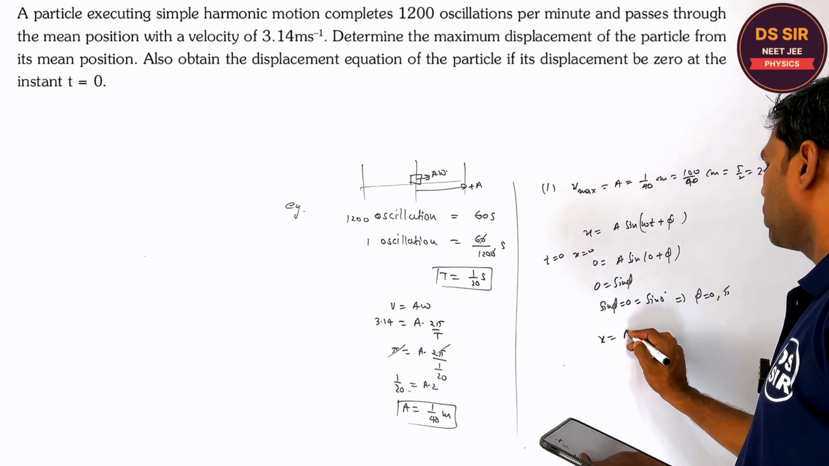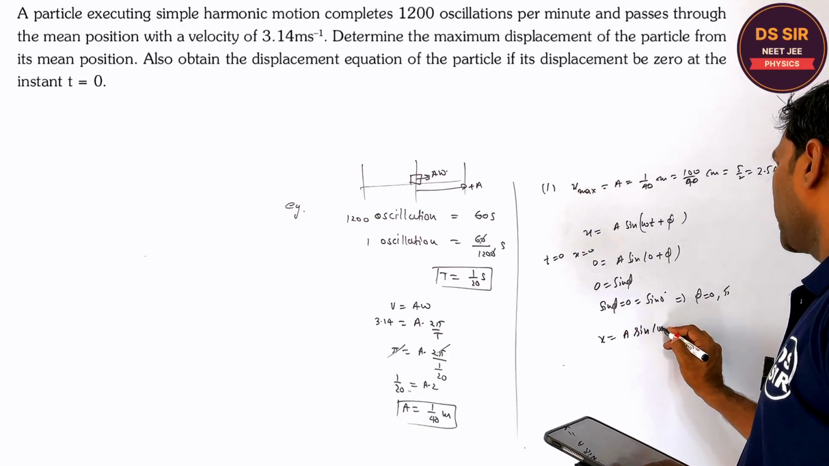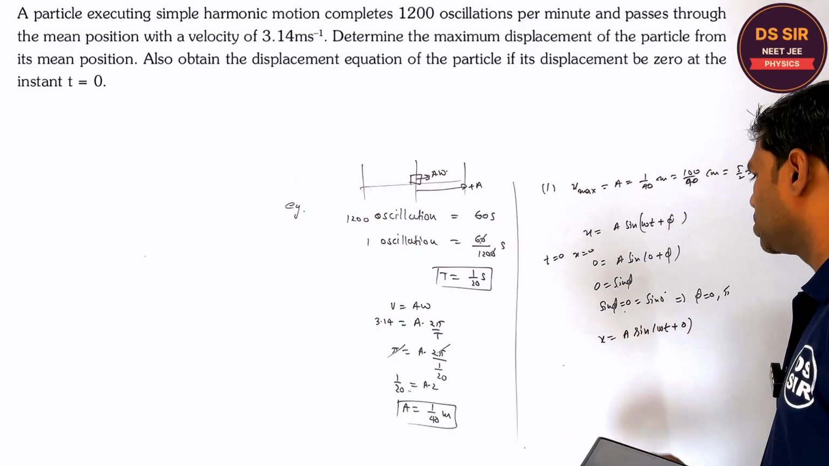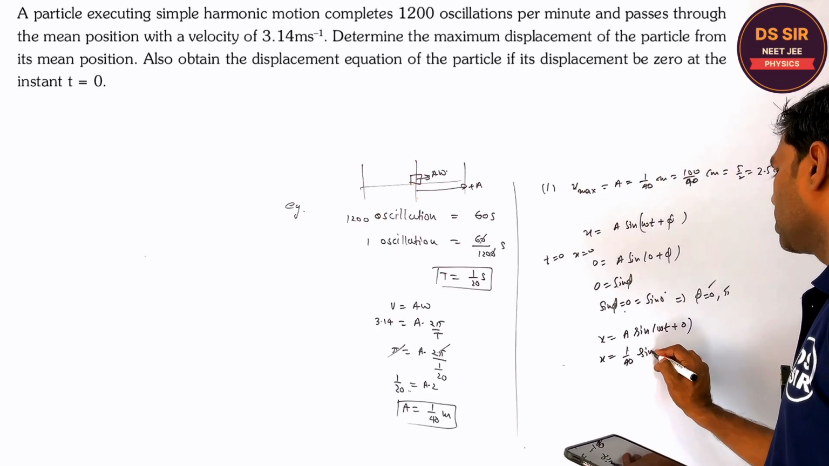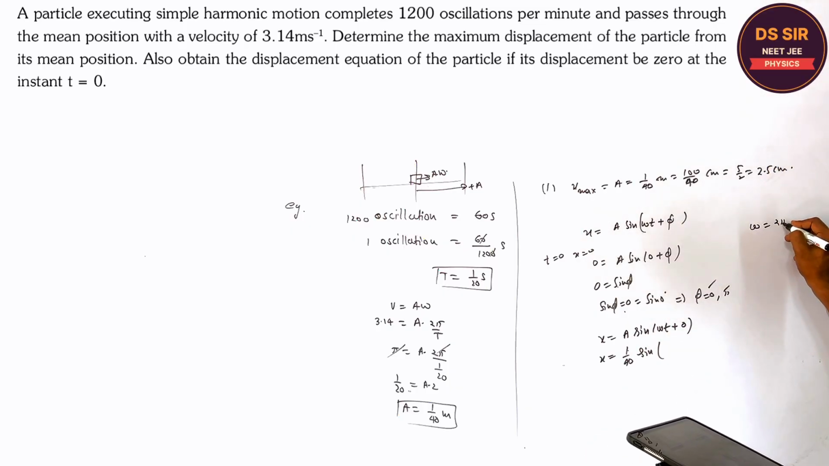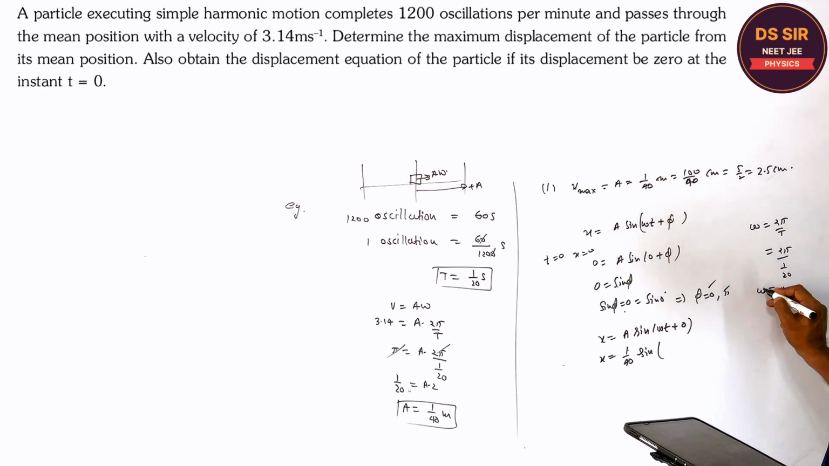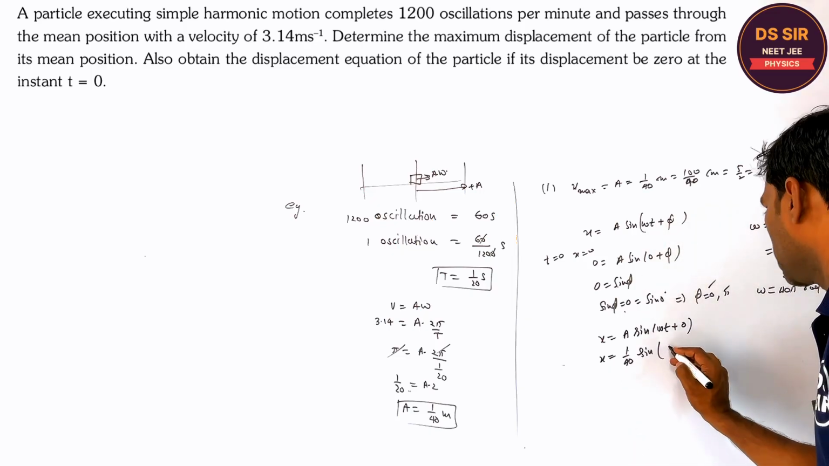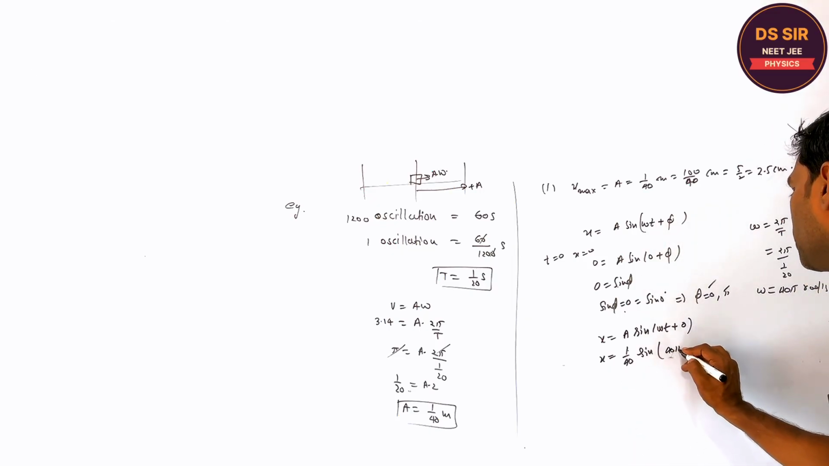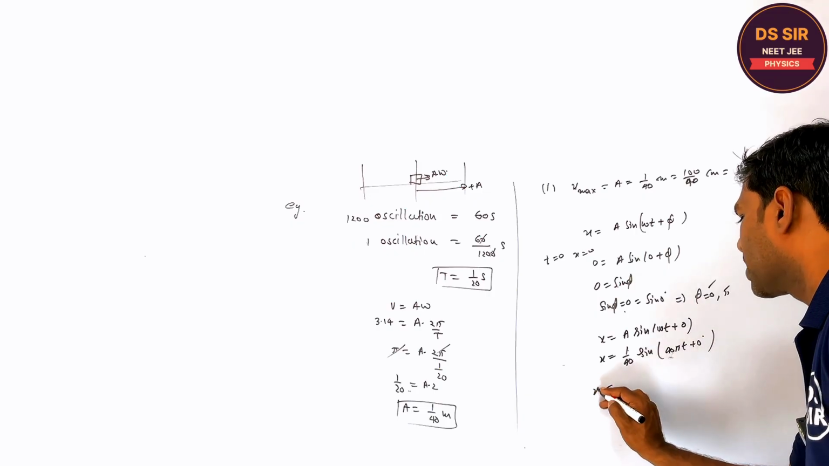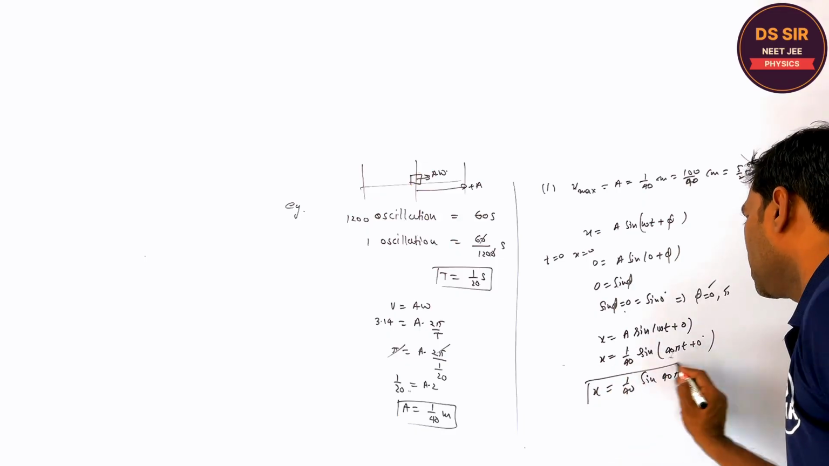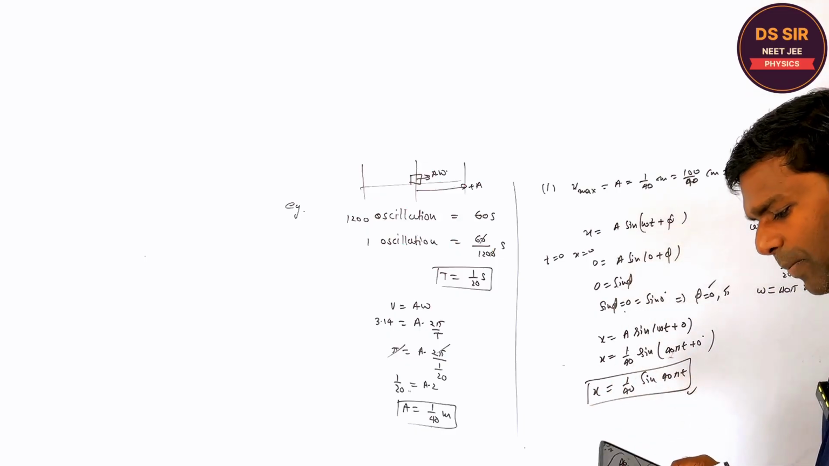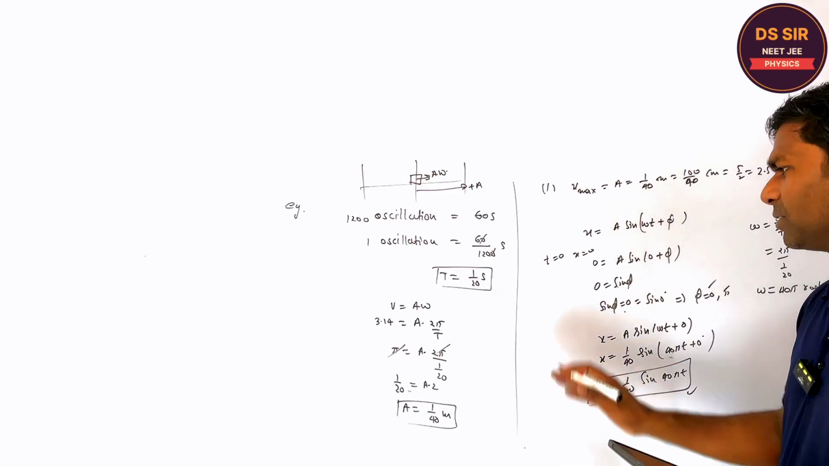So therefore x is equal to a sine omega t plus 0. I am taking the initial phase to be 0, right? Phi 0. x is equal to a, 1 upon 40, sine omega t. Omega value is 2 pi by T, 2 pi into 1 upon 20 is equal to 40 pi radian per second. So it is 40 pi t plus 0. x is equal to 1 upon 40 sine 40 pi t is the equation of the displacement of the particle performing SHM, right? Copy this.